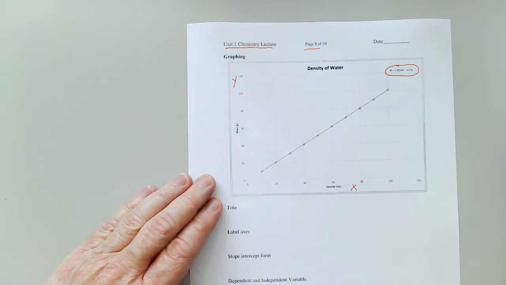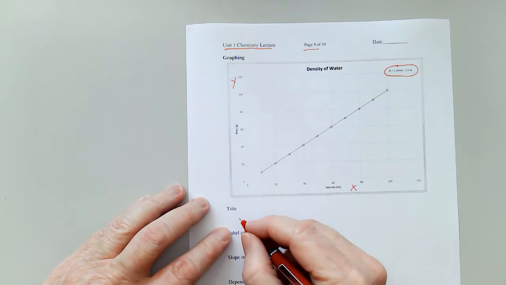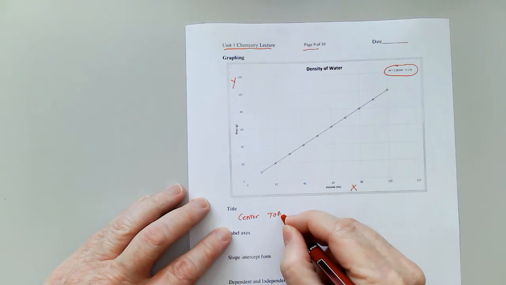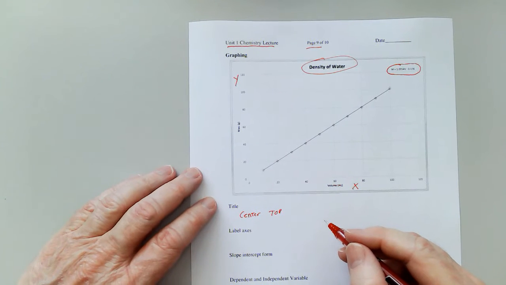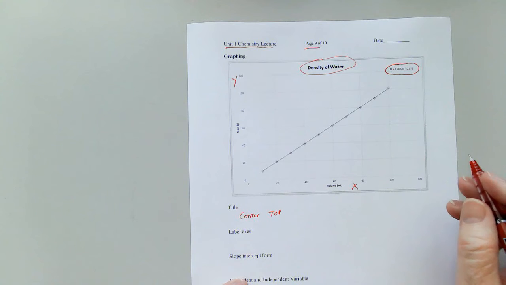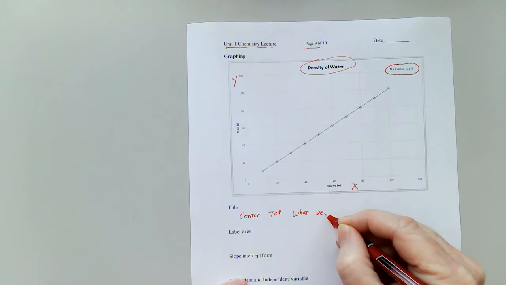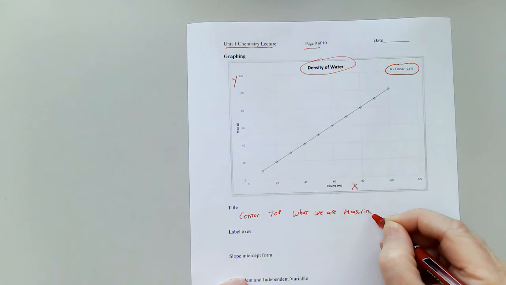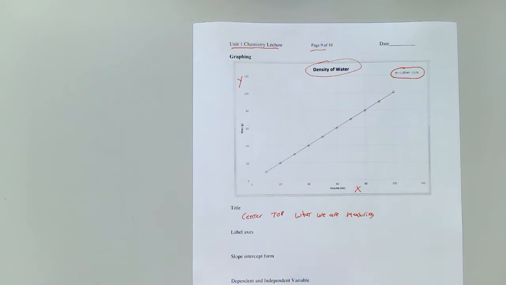Title: all graphs need to contain a title. It should pretty much be center top. It's up here, in a nice bold face, and it's very clear. Typically, what we do with the title is describe what we are measuring. Our graphs are going to come from data that we have collected in a laboratory situation.